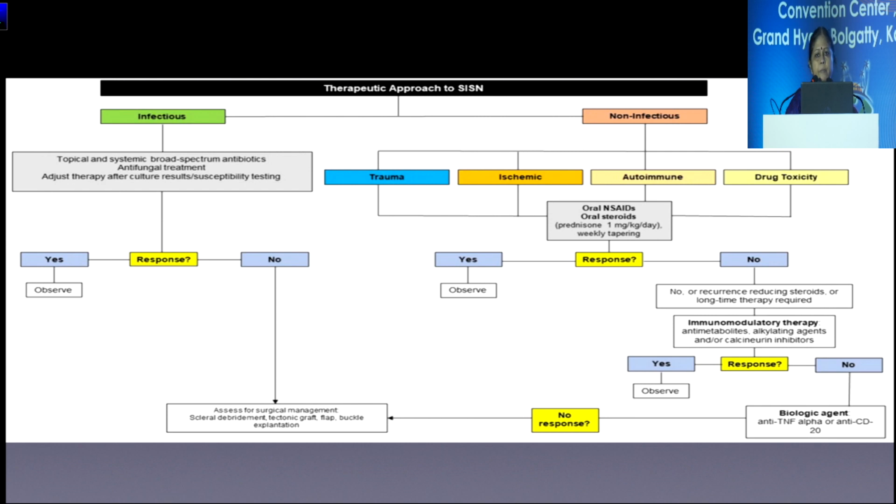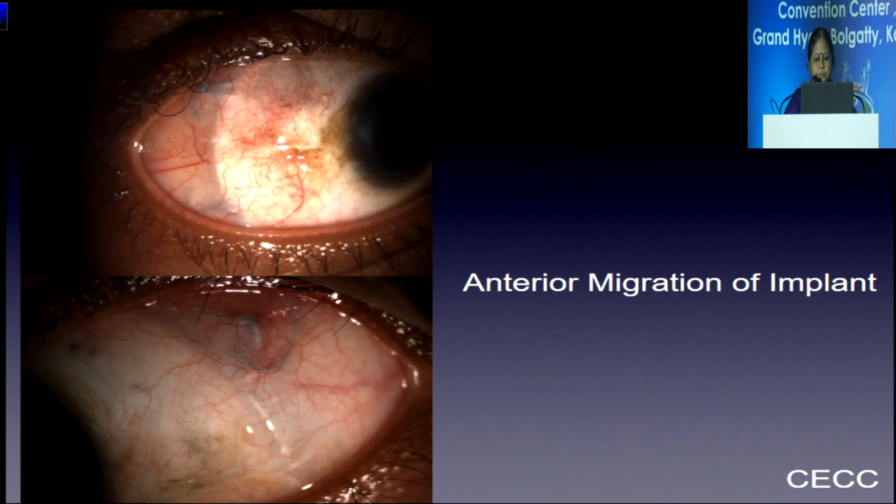Whatever said and done, the patient suffers terribly. To see patients whom you have done a very good surgery, who have an attached retina, they are no longer bothered about their visual recovery. What they are bothered about is the severe pain that they have in the postoperative period.